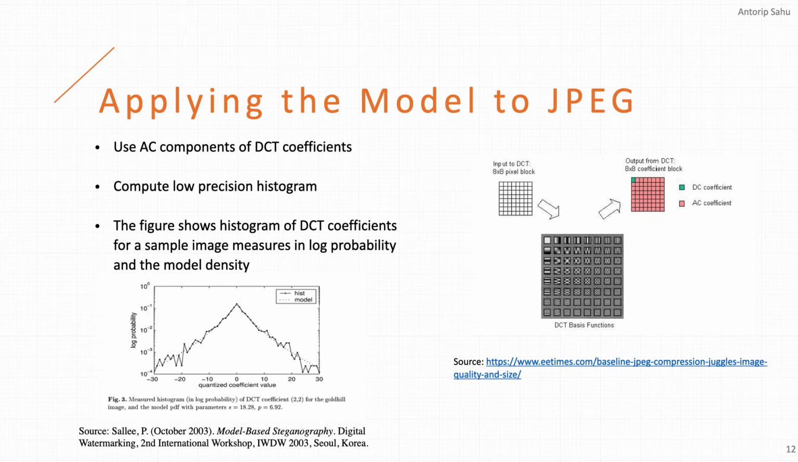Now I will discuss how we apply the model to JPEG images. The model consists of a parametric description of marginal DCT coefficient densities. We will ignore the DC components and the zero value coefficients. We will be using the AC components of the DCT coefficients and encode the message within them.